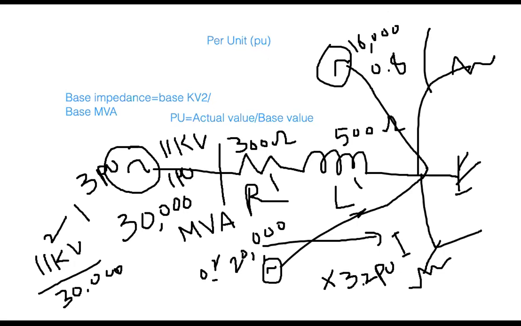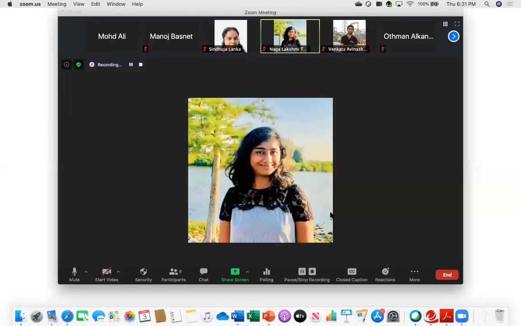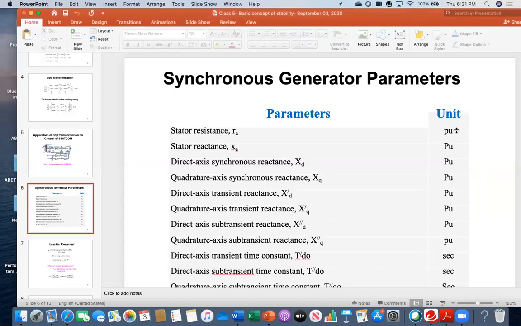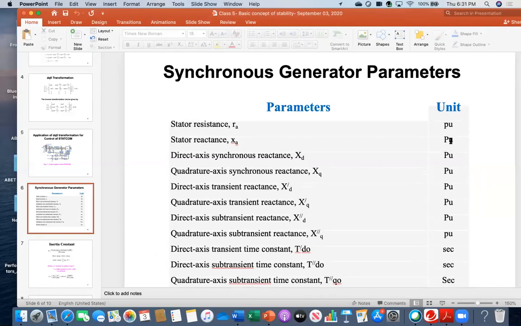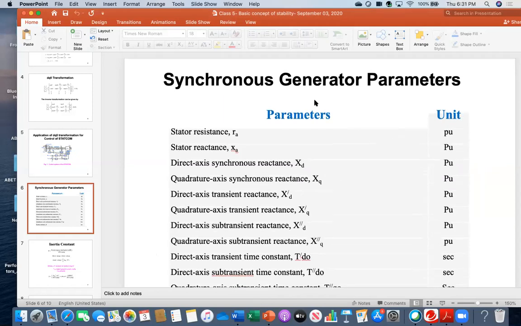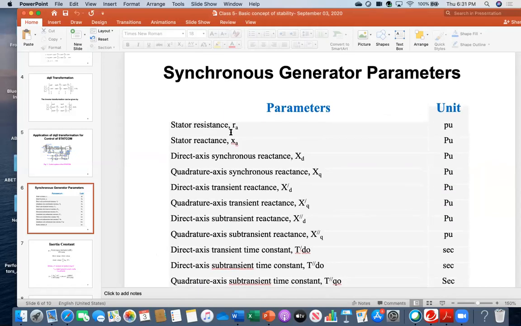Based on that, now go back to the slides again. That is the reason everything is expressed in these terms. This is the realistic situation. Real power engineers have the real values, but for analysis purposes, they frequently express the quantity in per unit terms. That's why we are looking at synchronous generator parameters. What are the parameters? Stator resistance, Ra, unit per unit. Stator reactance, Xa, per unit.